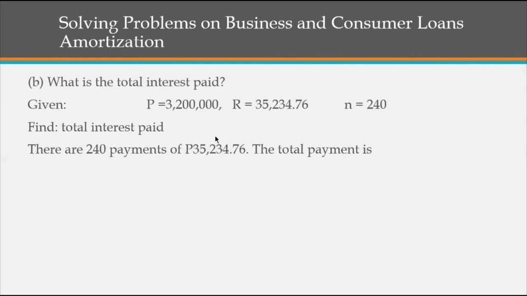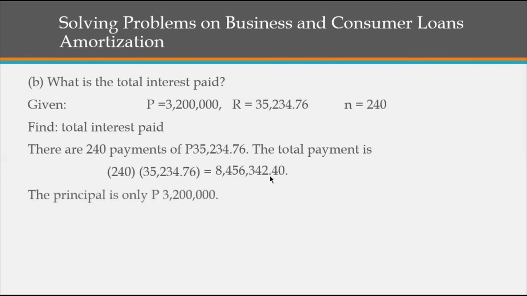There are 240 payments of 35,234.76 pesos. The total payment is, kuhanin lang natin yung product ng dalawa, 240 times 35,234.76, and it gives 8,456,342.40. So the principal is only 3,200,000 pesos base doon sa ating given.